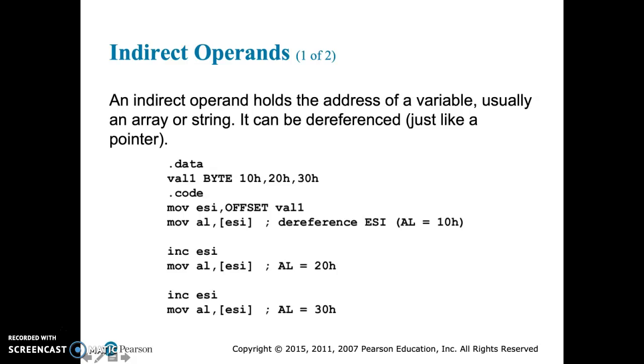Then we increment ESI again, and again we dereference it using the brackets. And instead of ESI's value, which is 2 for the second element in the array, we are getting the value of that second element, which is 20. And likewise on the last line, the final element of the array.